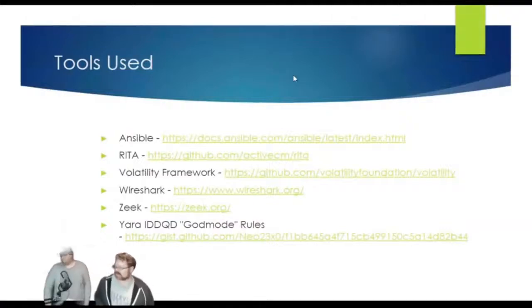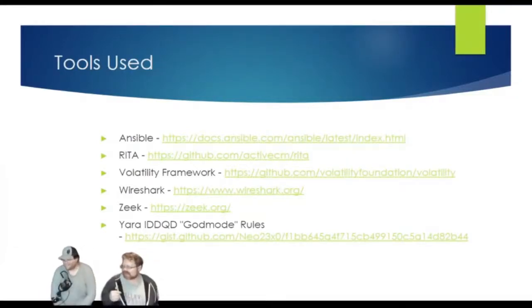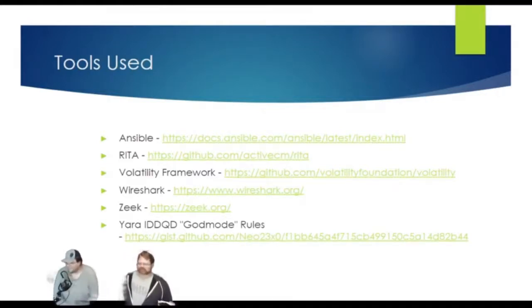Okay. Here's the tools used: Ansible, RITA, Volatility Framework, Wireshark, Zeek, and Evan's a fan of this YARA IOC-QD god mode rules. Yeah, if y'all haven't heard about that, that's from Florian Roth. Go check out the god mode YARA rules. You're looking for stuff when you're hunting on the machine in memory, like curl, wget, Invoke-WebRequest, any kind of tool like that that's going to go out and grab information.